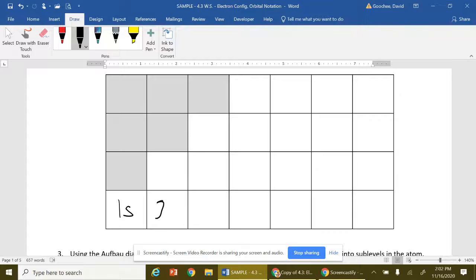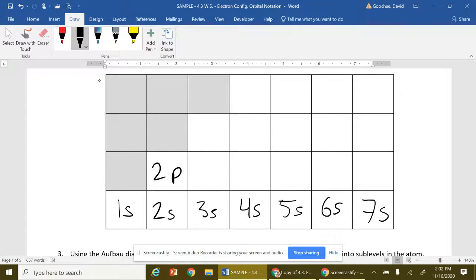So here's how it goes. It's 1s, 2s, 3s, 4s, 5s. These are the different energy levels. Seven energy levels that we've discovered so far in atoms. The first energy level just has an s. The second energy level has a p and an s, so 2p, 2s. And every other energy level afterwards also has a p. So it's 3p, 4p, 5p, 6p, 7p.